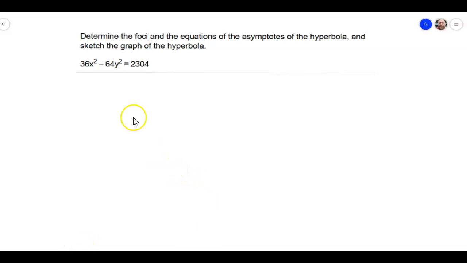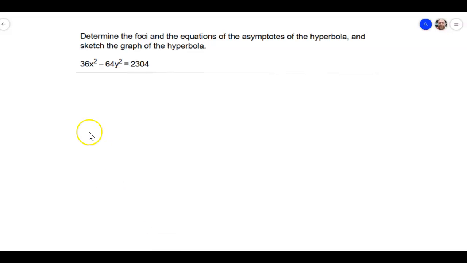Beckstrom, and today I'm going to be looking at section 10.3. This is number 4. This was requested in one of the forum posts. It says determine the foci and the equations of the asymptotes of the hyperbola, and sketch the graph of the hyperbola. All right, so let's go ahead and get working on this one here.